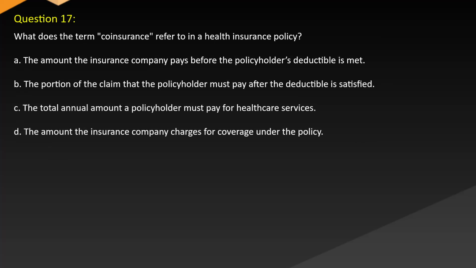Question 17. What does the term coinsurance refer to in a health insurance policy? A. The amount the insurance company pays before the policyholder's deductible is met. B. The portion of the claim that the policyholder must pay after the deductible is satisfied. C. The total annual amount the policyholder must pay for healthcare services. D. The amount the insurance company charges for coverage under the policy.